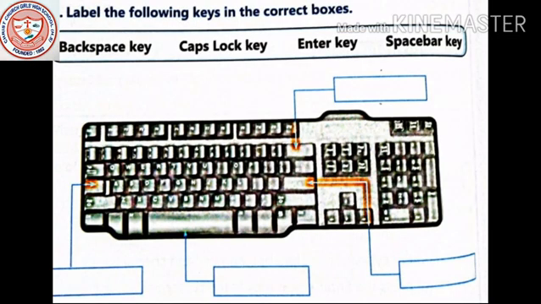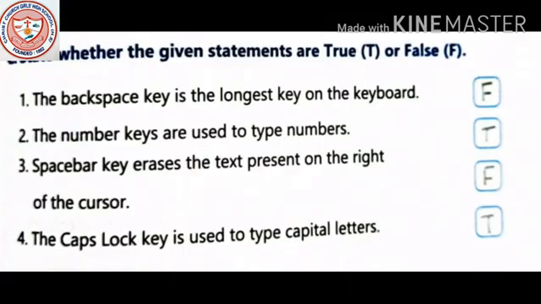Number B, see what is given. Label the following keys in the correct boxes. You just know now which one is what. Now you can label it correctly, accurately, right? The first one is the backspace key. The second one is the caps lock key. The third one is the space bar key. And the fourth one is the enter key. So please pause the video and write all the names correctly.